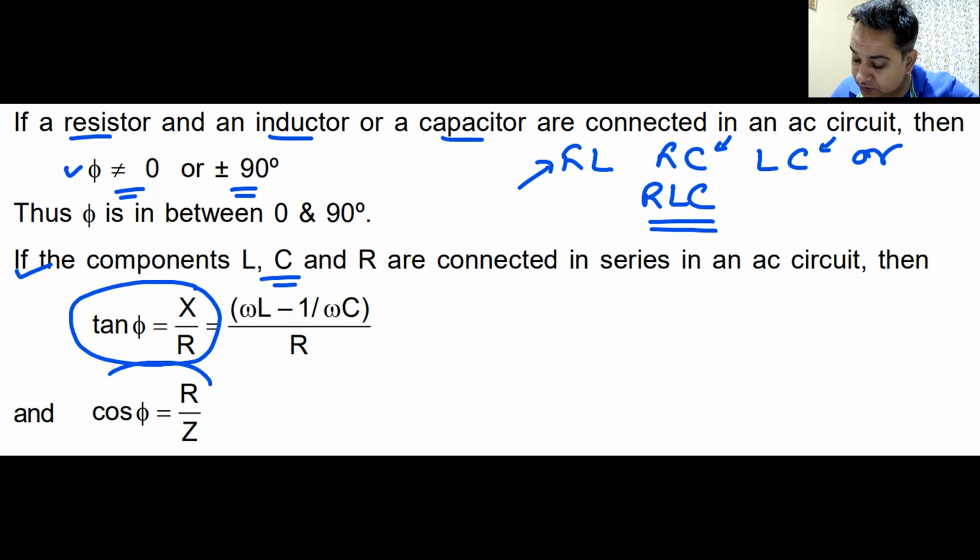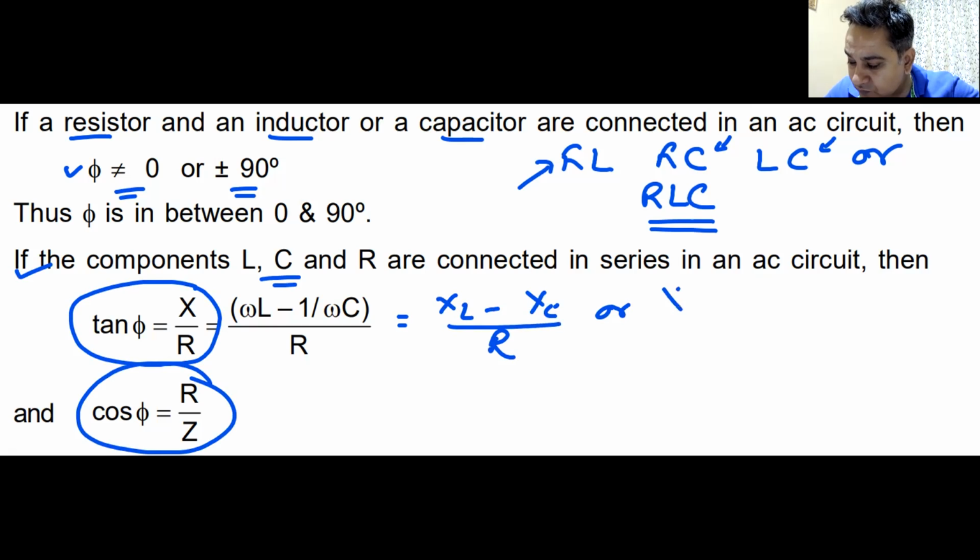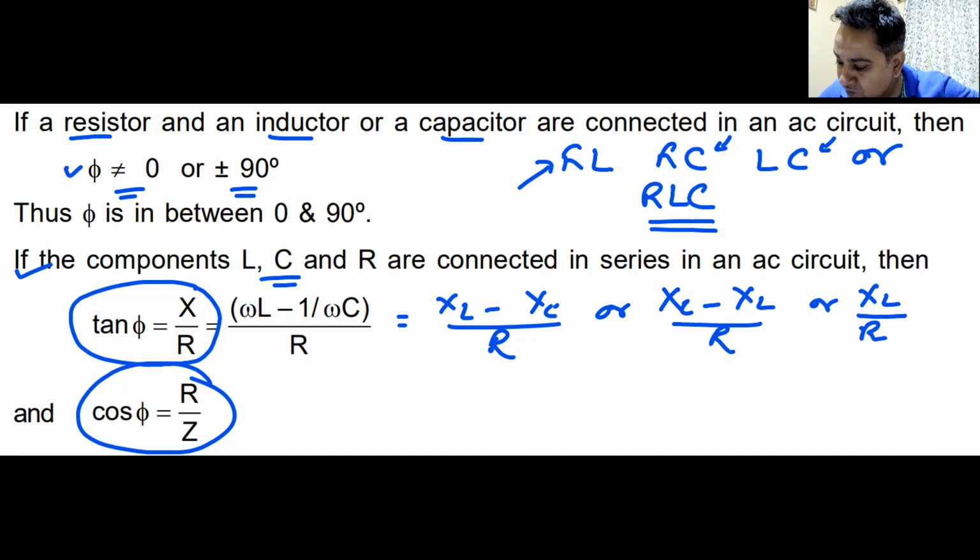But in any case, your cos phi will always be equal to R by Z. Here they have written the formula as XL minus XC divided by R. It could also be XC minus XL divided by R. It could also be XL divided by R. It could also be XC divided by R. In which case it is what? That we will see right now. Please note this. I hope you have understood this. I'll give you a minute to note it down.